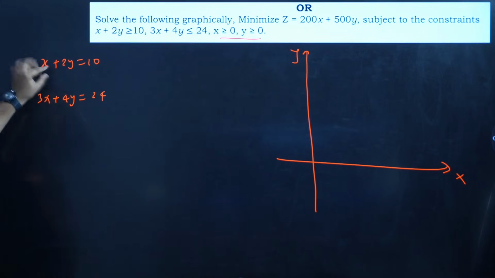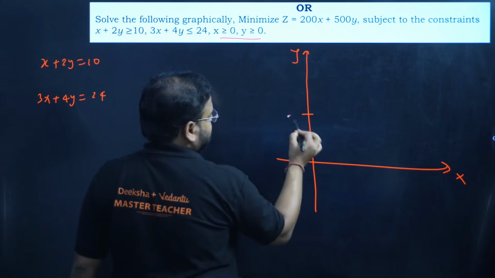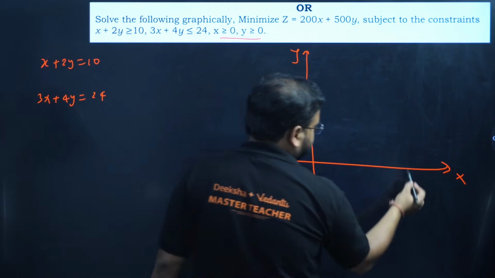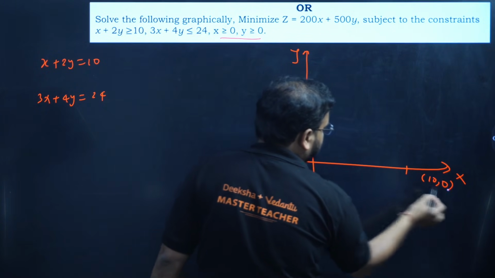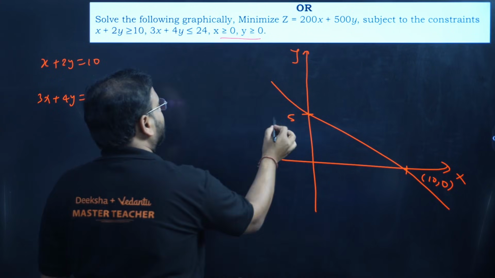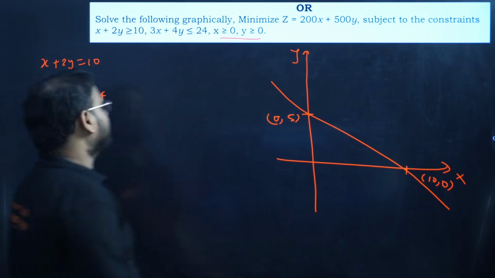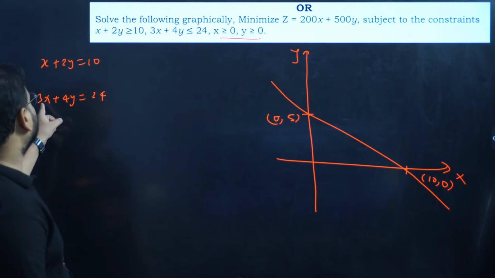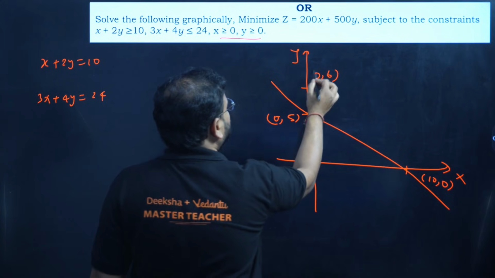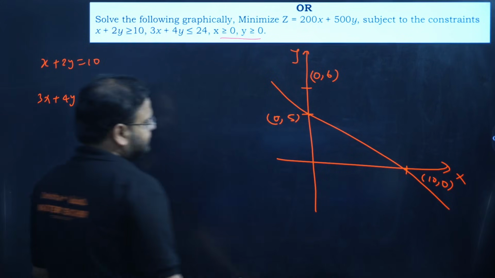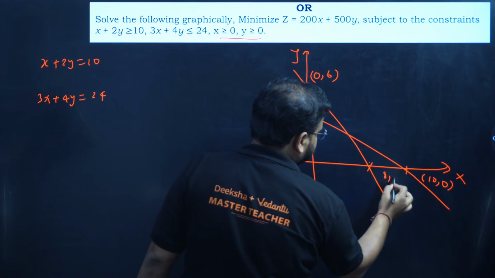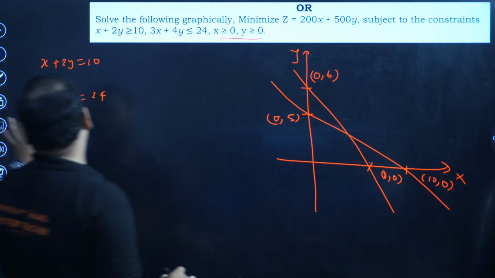When x is 0 over here, y is 5. When y is 0, x is 10. This is the straight line through 0, 5. First line is drawn. Next one, 3x plus 4y. When x is 0, y is 6. When y is 0, x is 8. So 8, 0.